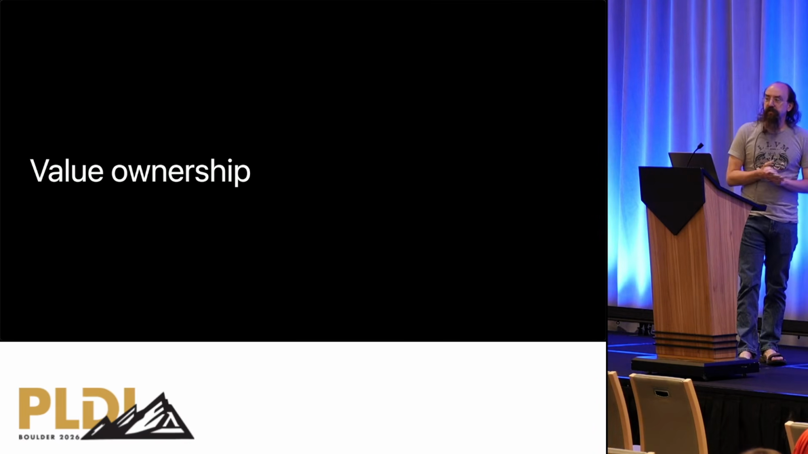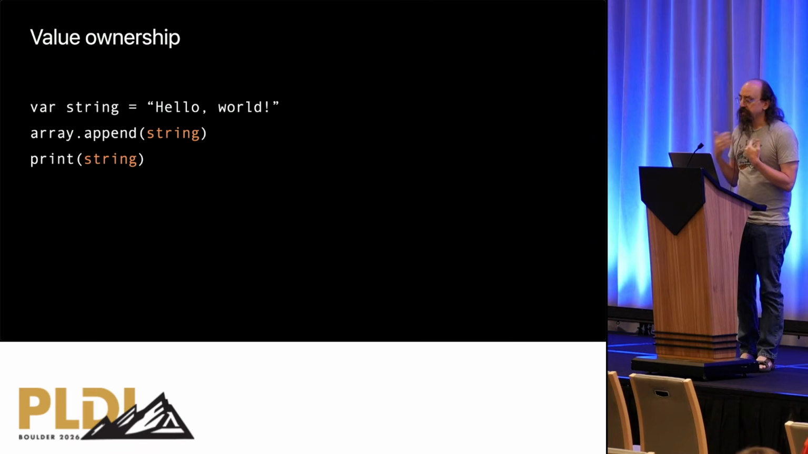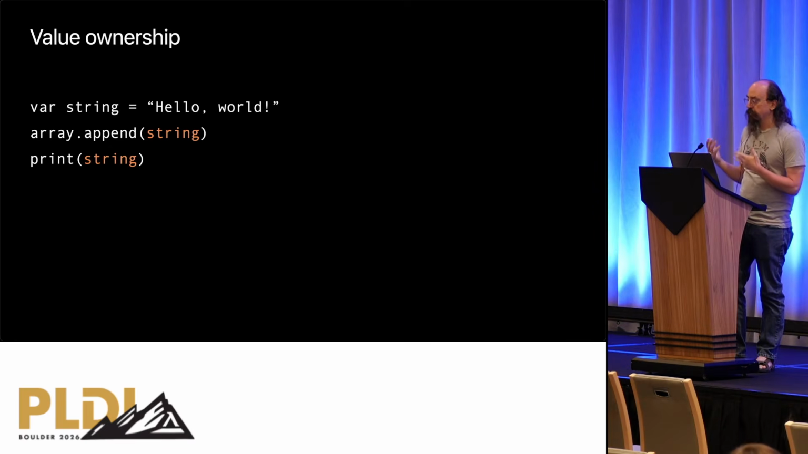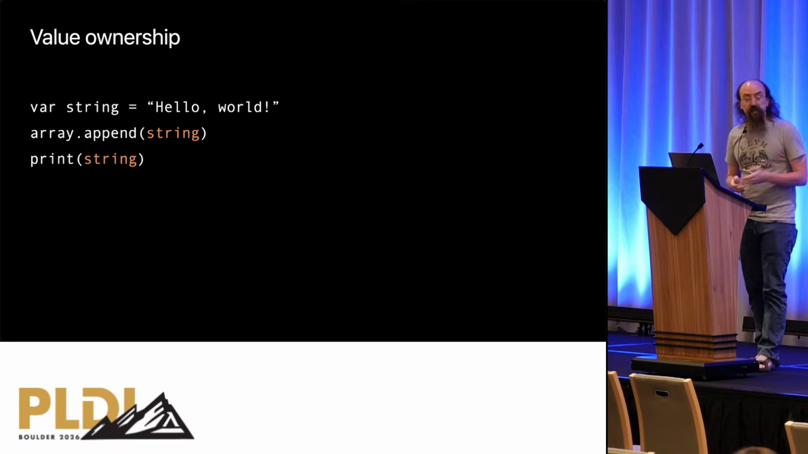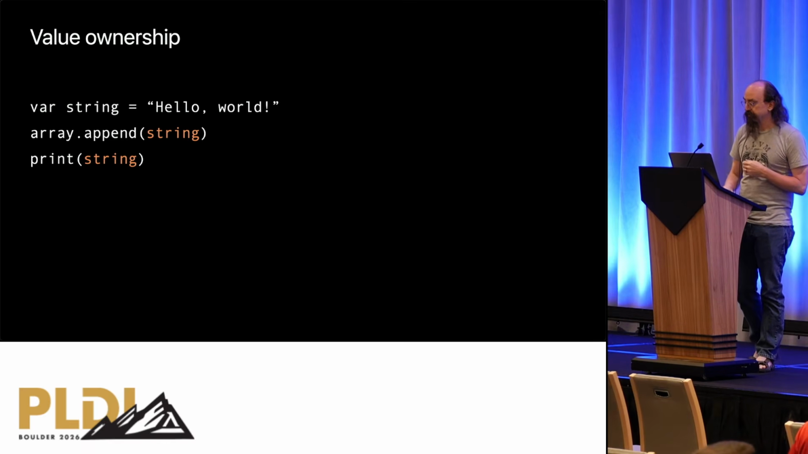Let's look at another feature area, value ownership. When I say value ownership, I mean the set of rules for when and how values are copied and destroyed in the language. In this example, I have a string value in a local variable. I first add that value to an array, and then print the value in the variable.